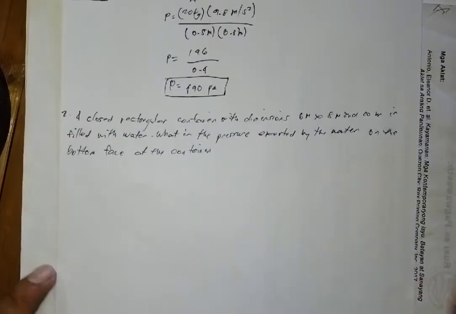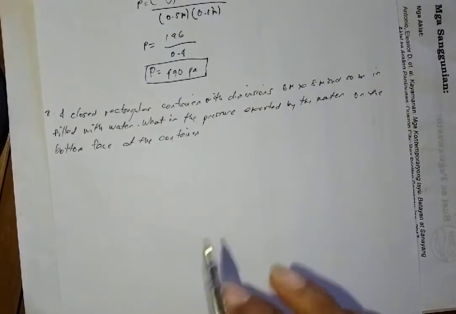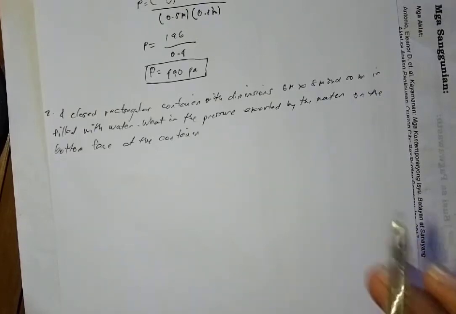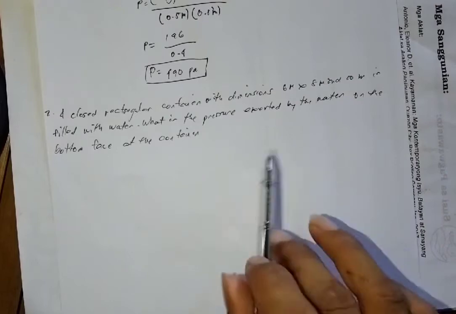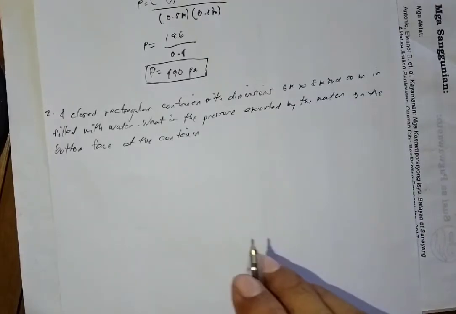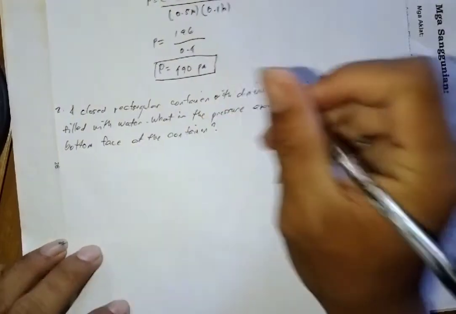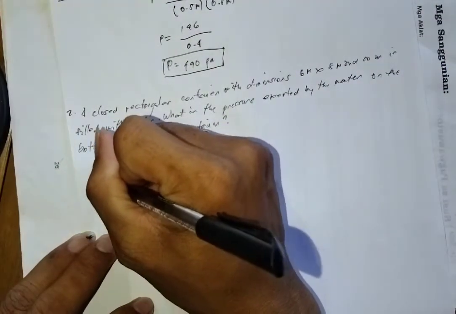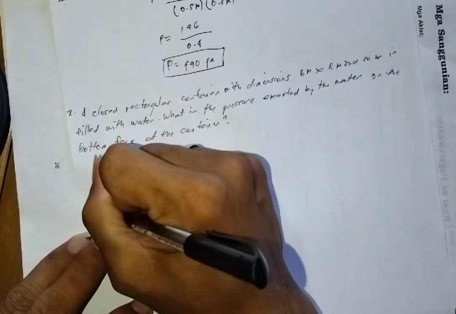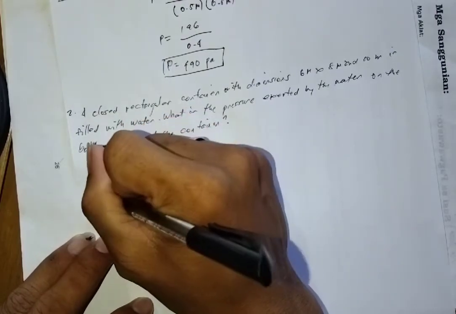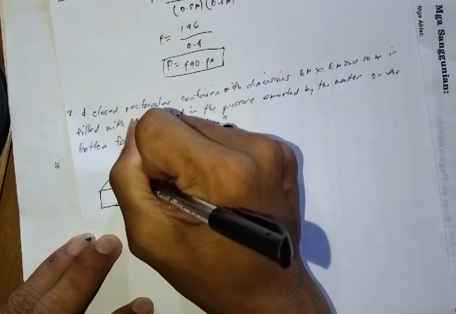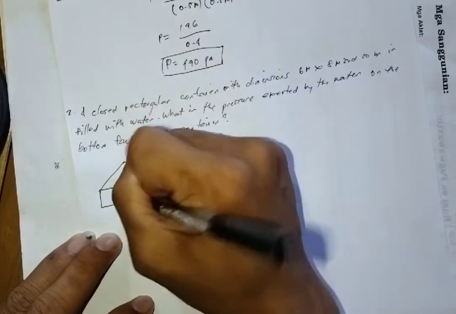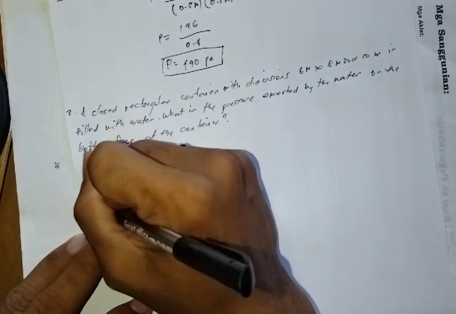And now let's proceed to problem number 2. A closed rectangular container with dimensions 6 meter times 8 meter and 10 meter is filled with water. What is the pressure exerted by the water on the bottom face of the container? Let's draw first the rectangular container. This is the length, the width, and the height.